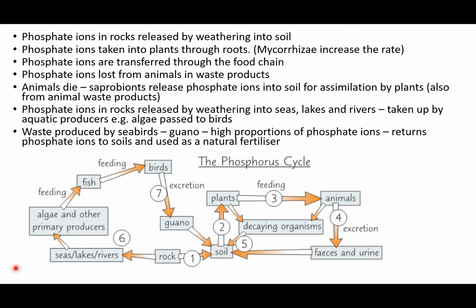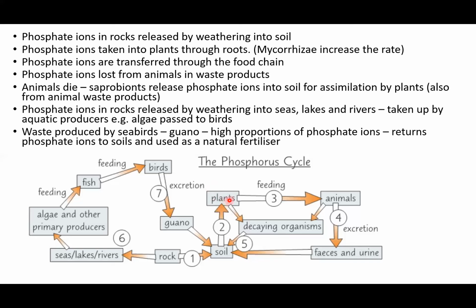The phosphorus cycle shows how phosphorus is passed through an ecosystem. We're going to start off with phosphate ions in rocks here. Phosphate ions in rocks can be released into the soil by weathering. These phosphate ions are then taken into the plants through roots. So we're leaving the soil and going into the plants through the roots. The mycorrhiza, which we talked about in the nitrogen cycle, again increases the rate at which phosphorus can be assimilated. So mycorrhiza is also important here.